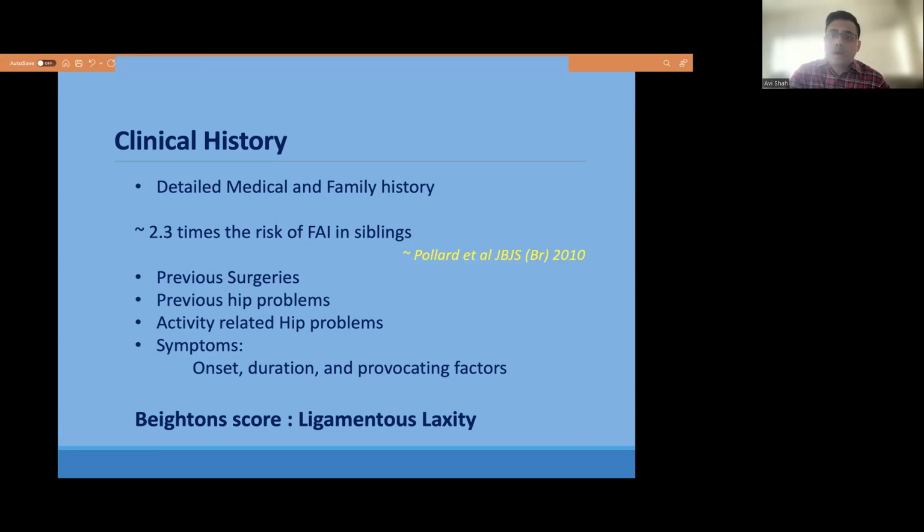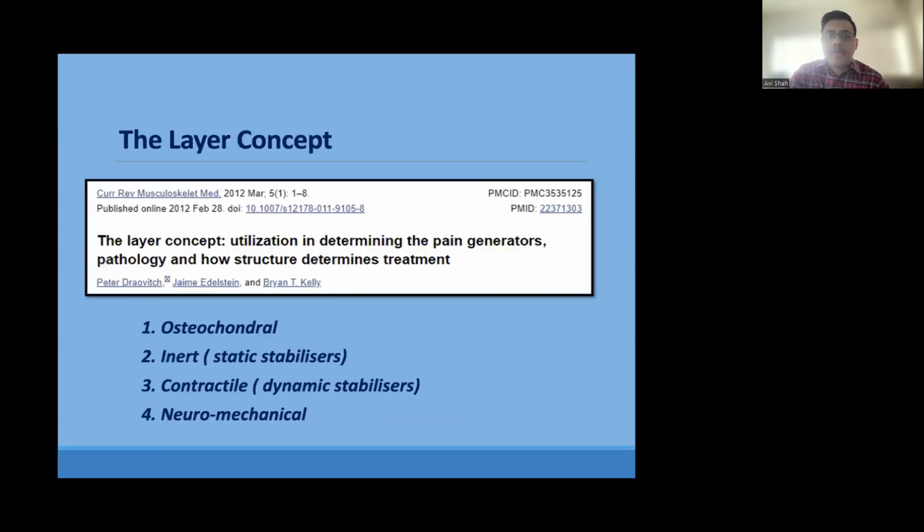We need to know a lot of detail regarding their symptoms as to when it started, the duration, and any provocating factors. Always check for ligamentous laxity, as a lot of girls especially have a high Beighton score, which could be one of the causes of their hip pain.